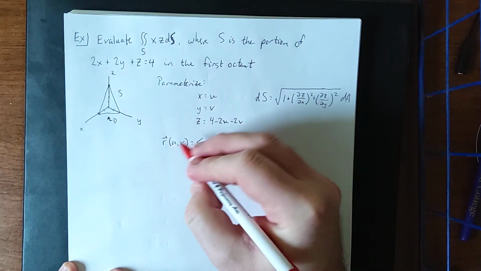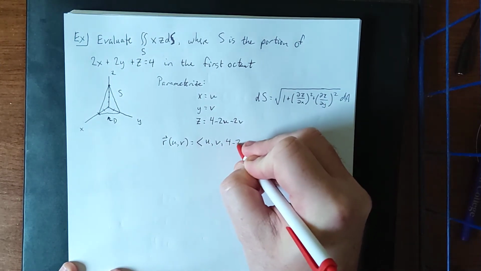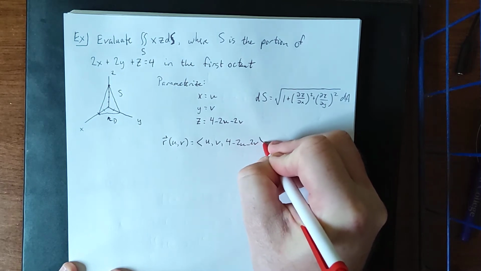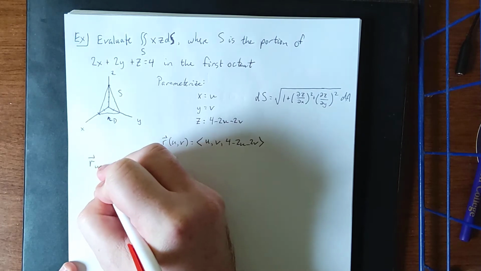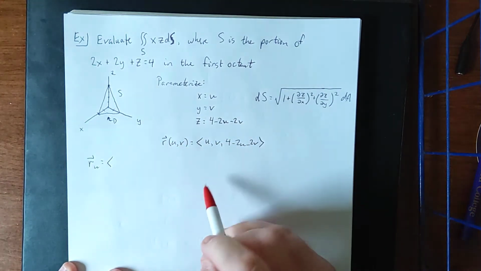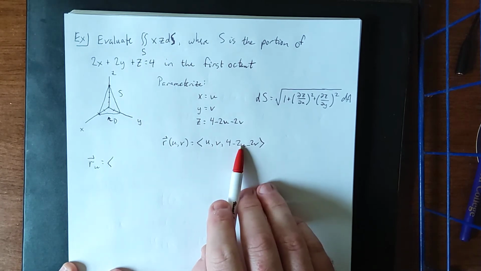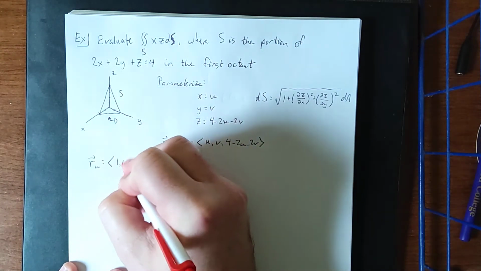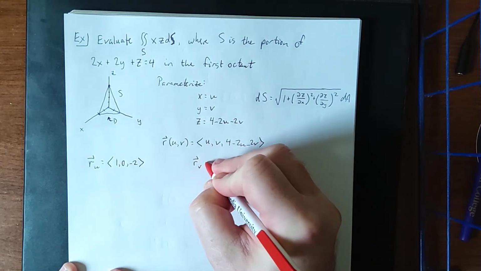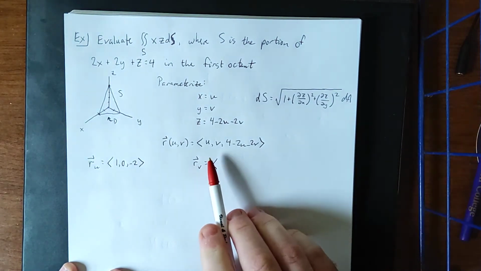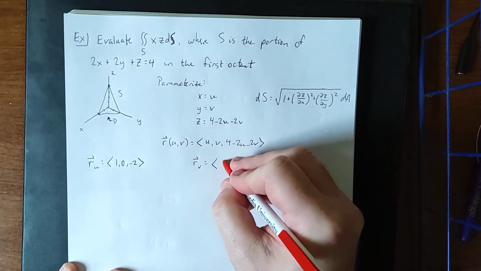My parametric surface, r of u and v, is going to be equal to u, v, 4 minus 2u minus 2v. The partial derivative of r with respect to u, treating v as a constant, will be 1, 0, and negative 2. For the partial derivative of r with respect to v, we'll be treating u as though it's a constant, so 0, 1, and negative 2.